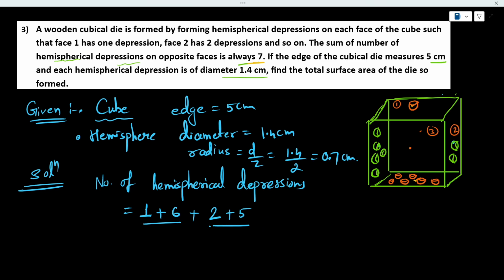Now front and back face. Front face is having 3 hemispheres. So back face will have 4, 7, right? So altogether there will be 21 hemispherical depressions, right? Now how do you get the surface area?